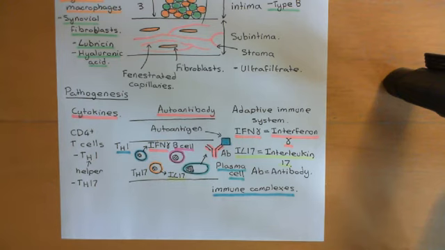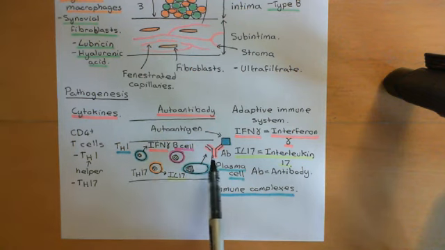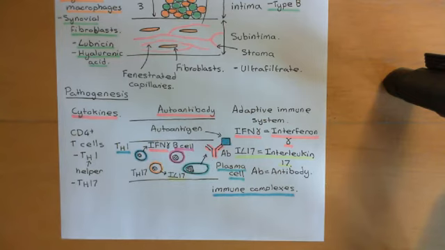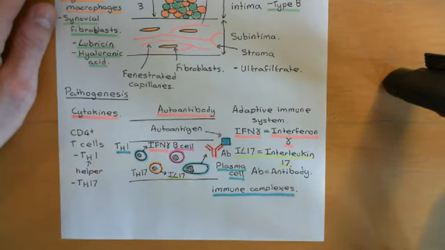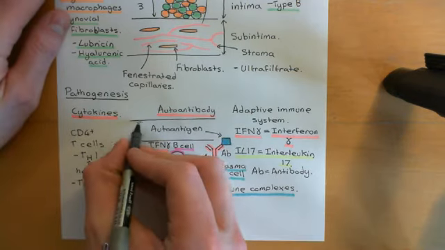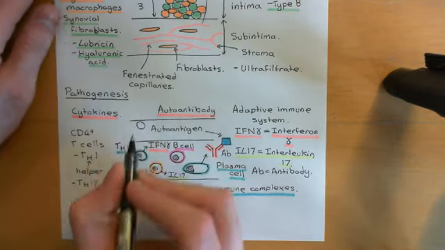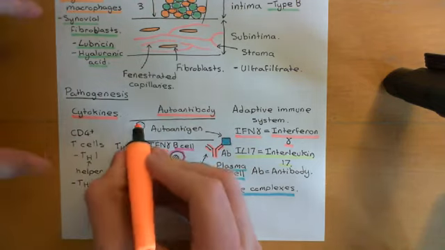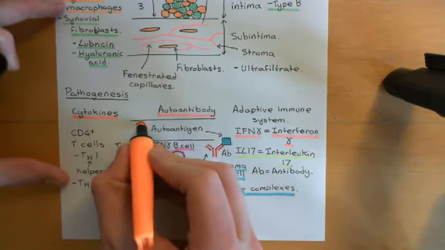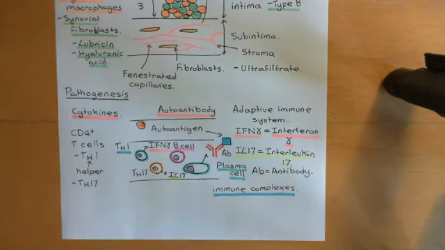So let me explain this. We're going to chuck the interleukin 17 aside for a moment and concentrate on interferon gamma and the immune complexes. We'll come back to interleukin 17. Basically, interferon gamma and the immune complexes are both capable of activating type A synoviocytes. So remember, in the intimal layer of the synovial membrane, you have these two types of cells, the type A and the type B synoviocytes.